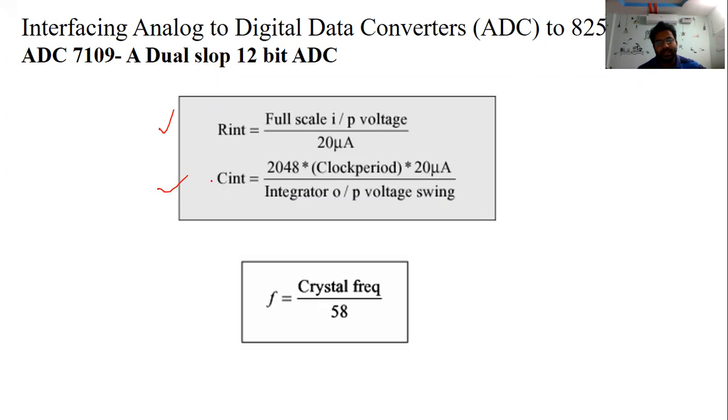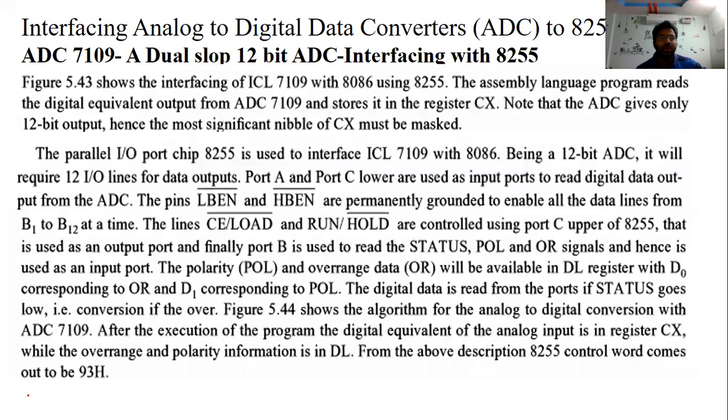F is equal to the crystal frequency divided by 58. You can calculate it from this, and you should remember this too. Our intention here is how the ICL 7109 is interfaced with the 8086 microprocessor by using the 8255B.